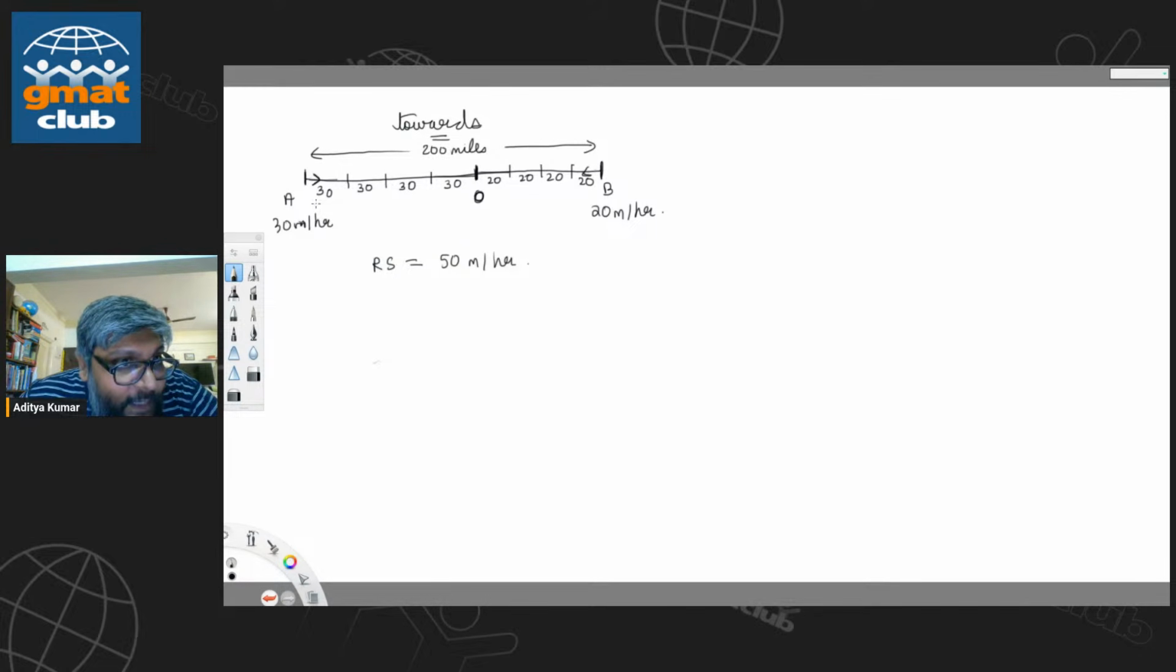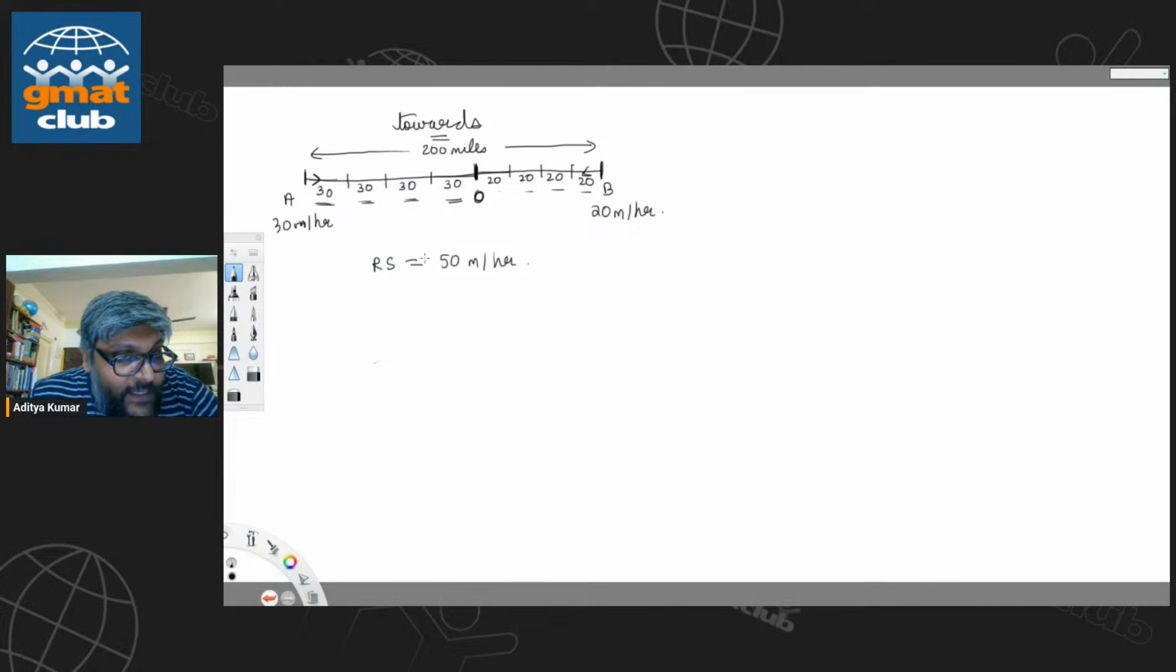So how many intervals of 1 hour did it take for A to reach O and B to reach O? 1, 2, 3, 4. It took 4 hours. It took B also 4 hours. That's why I said, right? What does relative speed give me? It gives me the constant time that it would take for the two bodies to meet each other at this point. Got this?